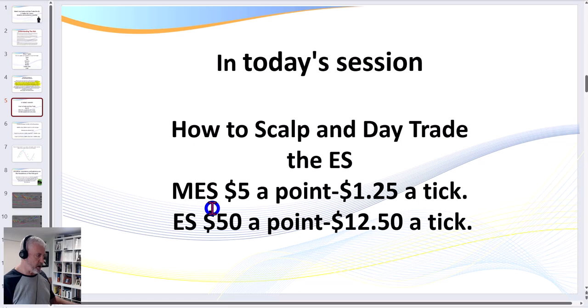So the micros are 10% of the value of a big contract, and I'll show you how quickly you can build your account sensibly with micro contracts. So that is something to remember. Now as a scalper, I also believe in POQ, power quitting: get in, get out, get paid.